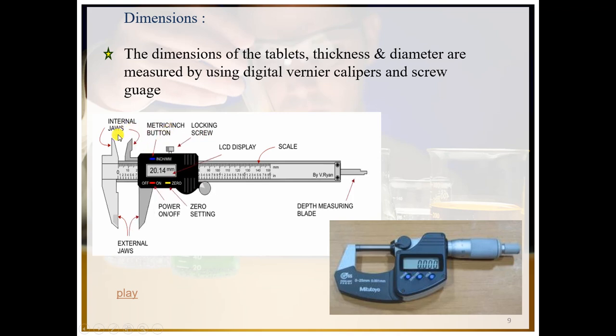This one is the internal jaws. These are the internal jaws, and these are the external jaws. You can power it on and off from this button, and this one is the zero setting. This one is the vernier caliper and this one is the screw gauge.